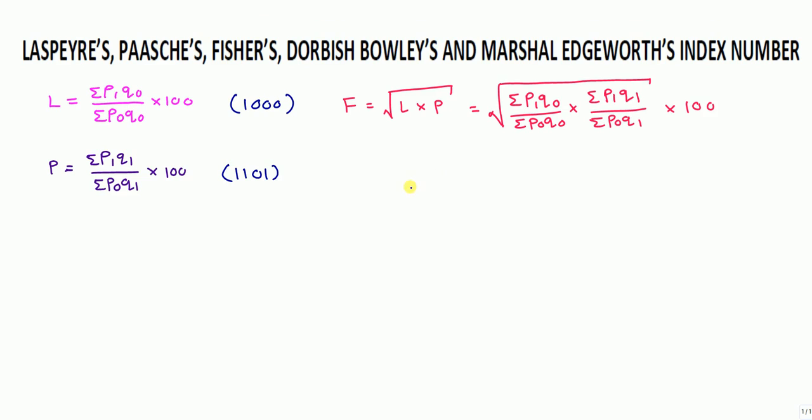Next formula is Bowley's index number. B is equal to the arithmetic mean of Laspeyres and Paasche, L plus P by 2. If we remember the numbers, then we remember a total of four formulas.